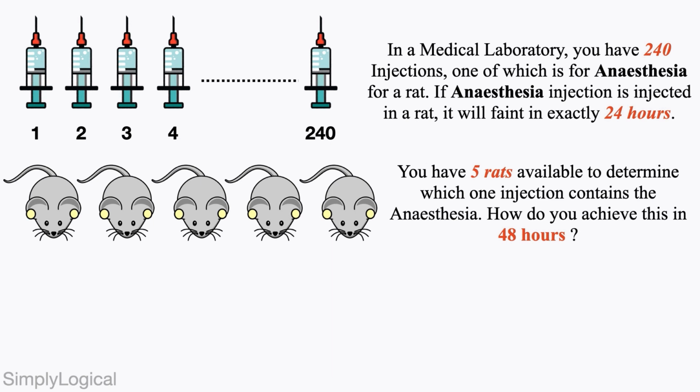To simplify this puzzle, you have 5 rats and 240 injections. Any small dosage of anesthesia takes around 24 hours to be effective on a rat. Given the nature of anesthesia, effectiveness refers to its tendency to make the rat faint. Thus, any dosage of this anesthesia should make them faint in approximately 24 hours. As the rest of the 239 injections show no effect, how will you find the particular injection which has anesthesia in it using the 5 rats you have within a period of 48 hours, that is in 2 days?